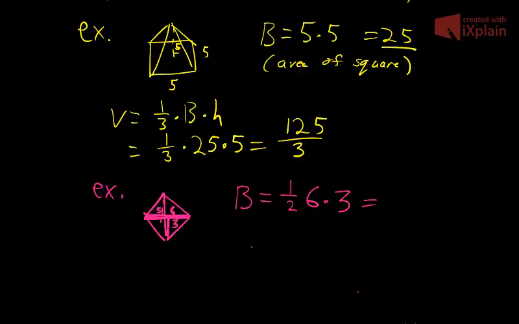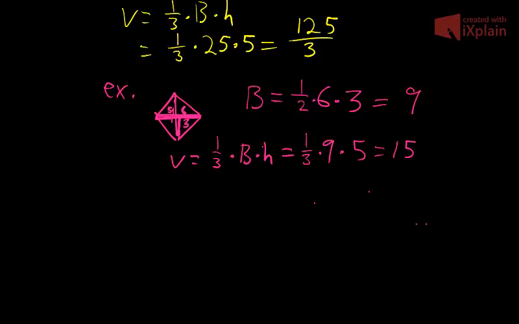And from that, 1/2 of 6 is going to be 3 times 3 is 9. Then I know that my volume should be equal to 1/3 base times height. And that's going to give me 1/3 times the base, which is 1/3 times 9, and my height is 5. 1/3 times 9, of course, is 3, and 3 times 5 is 15. So the volume of that pyramid would be 15.